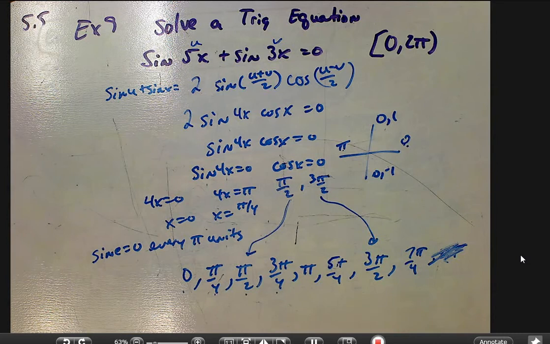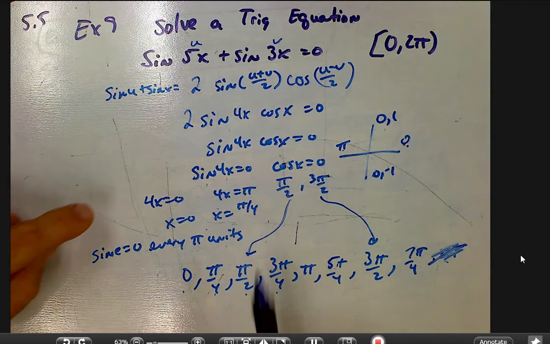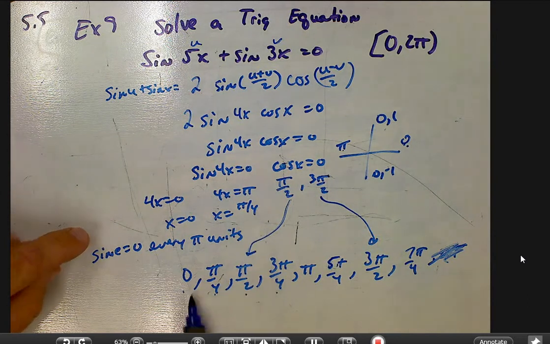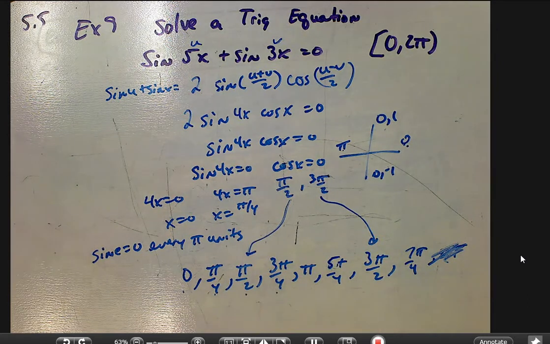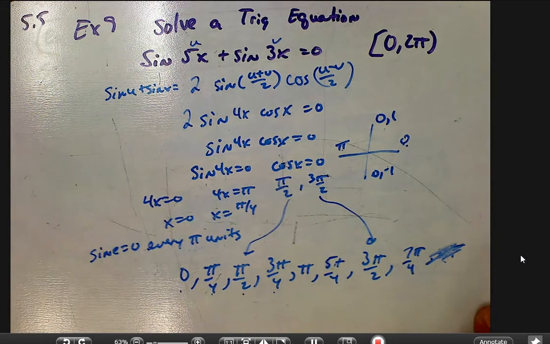Kind of a tough problem, but it should make sense with the fact that you have to add pi over 4 all the way up until you get to 2 pi. Go ahead and try number 89 on your own, and then come back.